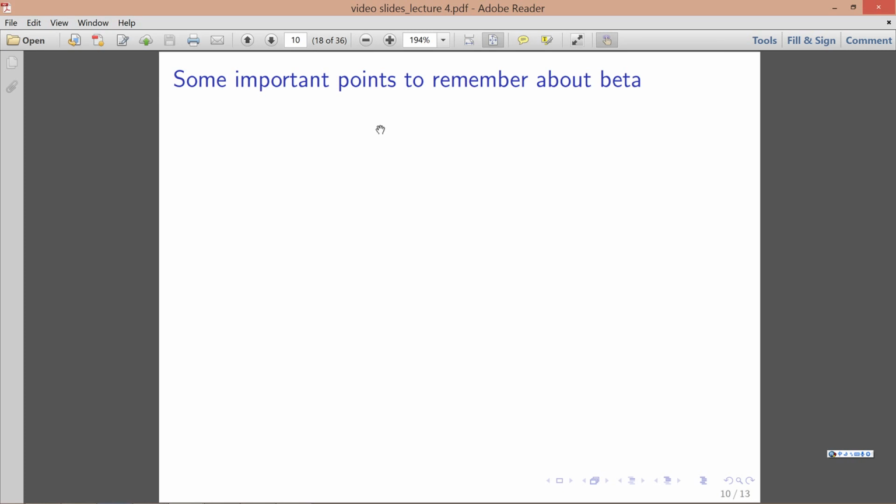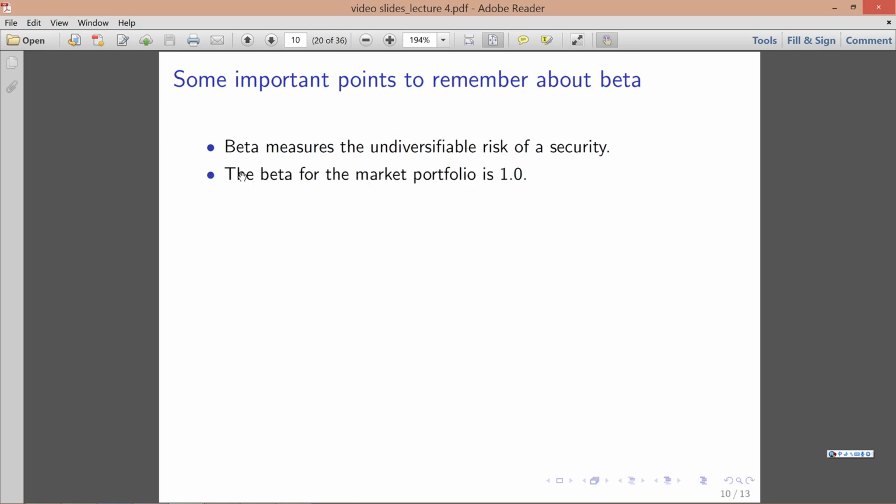Some other important points to remember about beta. Beta measures the undiversifiable risk of a security, or it measures the systematic risk of a security. The beta for a market portfolio will be 1 because the change in the market portfolio divided by the change in the market portfolio equals 1. So the market portfolio is as responsive as itself. And the beta for a risk-free asset will be 0 because a risk-free asset's return does not change with any kind of risk. It's not going to be affected by risk.